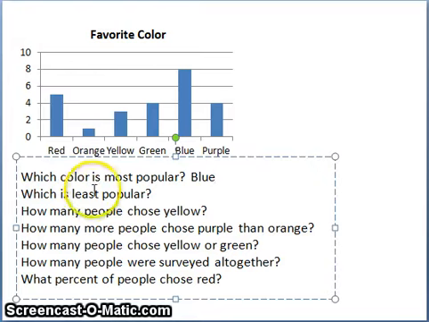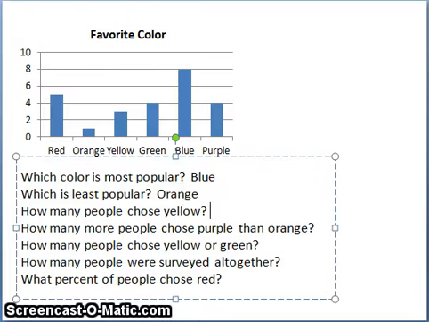Which is least popular then would be the lowest bar. So I look here and I say, oh, orange is the least, because of course, who likes orange as their favorite color? But I'm sure some people do. So only one person. You can see that it's 1 because it's halfway between 0 and 2. So only one person chose orange, so that is the least popular.